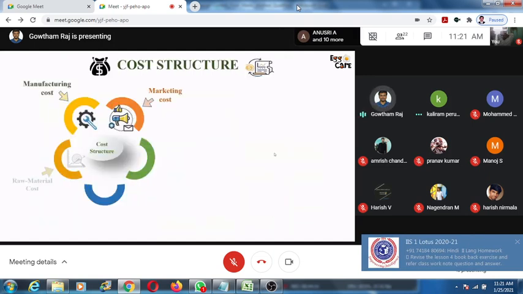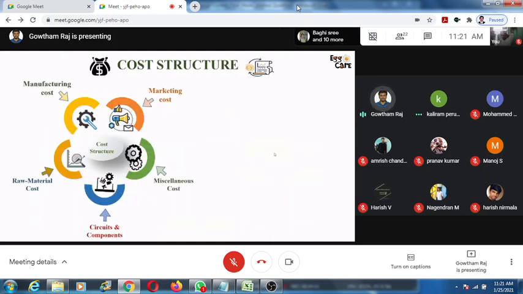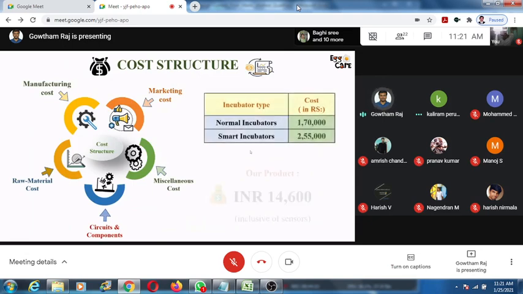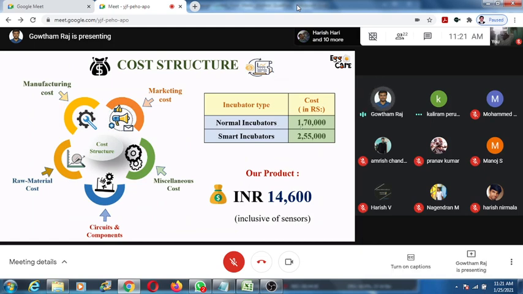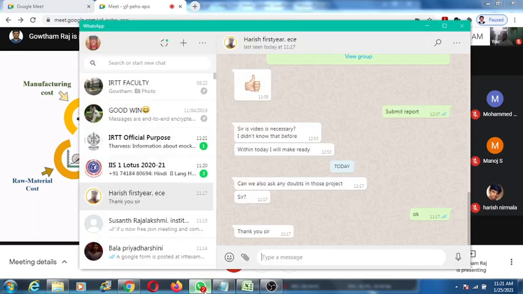So what is the cost structure? A cost structure simply does not depend on one particular cost. It depends on certain variables like manufacturing cost, marketing cost, miscellaneous cost, raw material, circuit components, and when we go for marketing, distributor cost, etc. In the current situation, for around 2000 to 2500 eggs, a normal incubator costs around 1,70,000. But a smart incubator, which consists of all the smart features, costs 2,55,000.